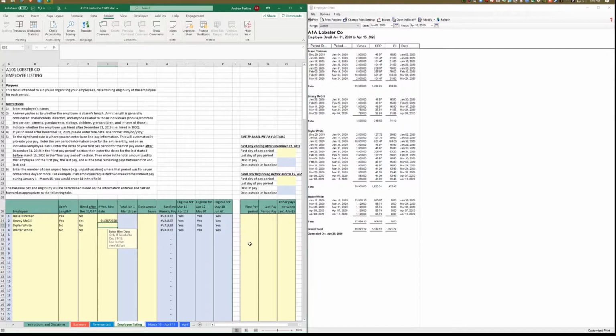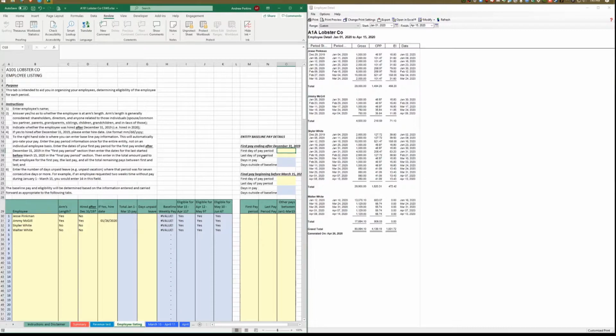Now we want to start looking at their actual pays during the period to help us prorate and determine this baseline. The way the calculator works is we first enter what was the first pay period of the January 1st to March 31st period that ended after December 31st, 2019. So again, you're looking for a pay period that ended after that date, not necessarily when it was paid.